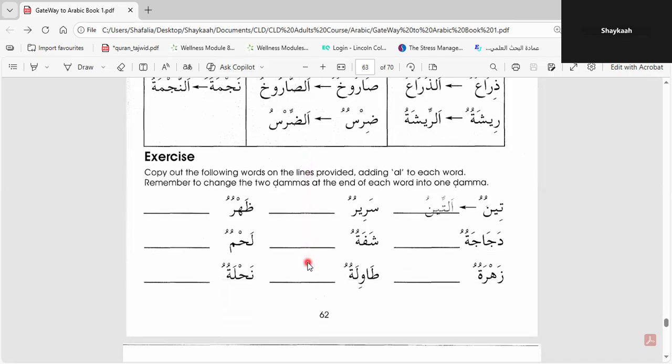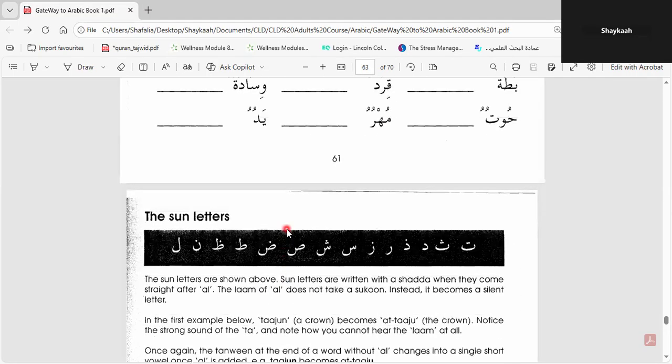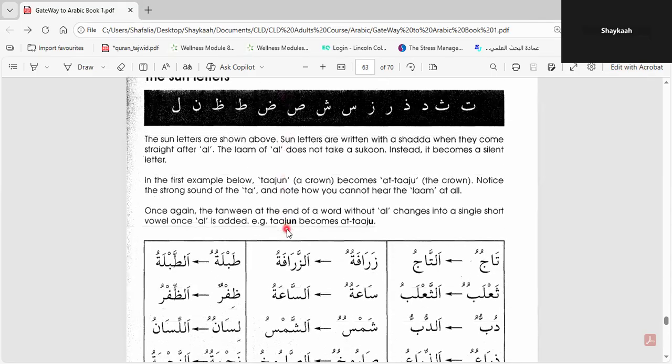Have a go at copying these ones that you can see on your screen with the lines that are provided. If you haven't got this book, then you may download it or you may just use a spare notebook that you have. You will add al to the beginning of these words. So here, sarirun, and I'm going to add al. Okay, as-sarirun. Okay, I'm going to add as because the seen is a sun letter.